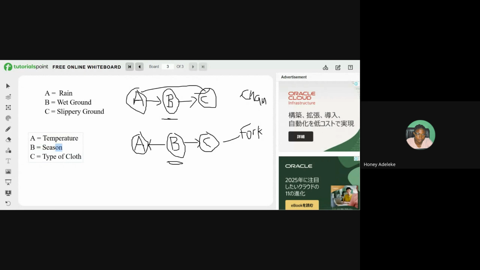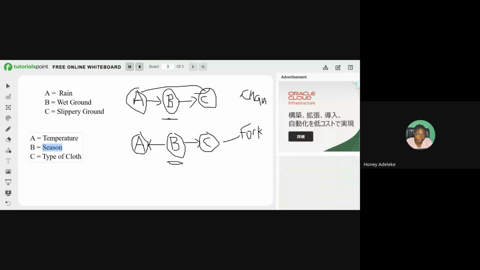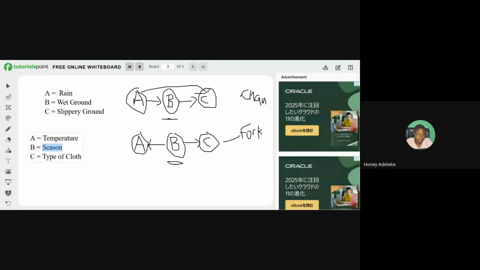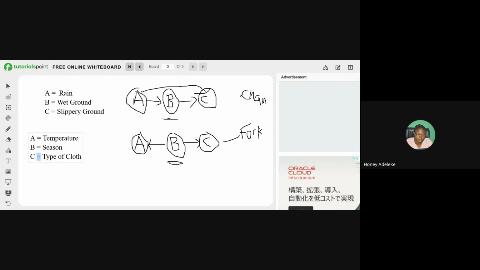But if your season is not known, if it is not observed, then we can say that our temperature and our type of clothes are dependent on one another. So your A and C will be dependent variables or nodes if your B is not known. But once your B is known, then the path is blocked and your A would not really give you extra information about your C. I know this might be a bit confusing.